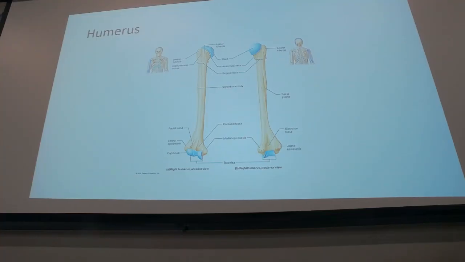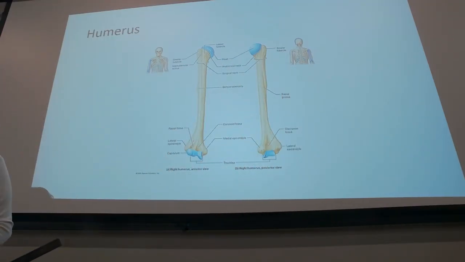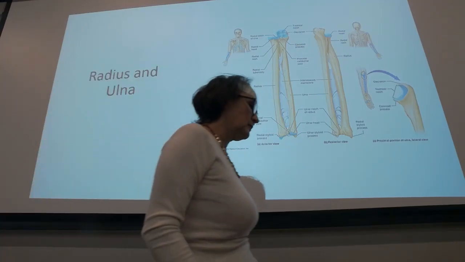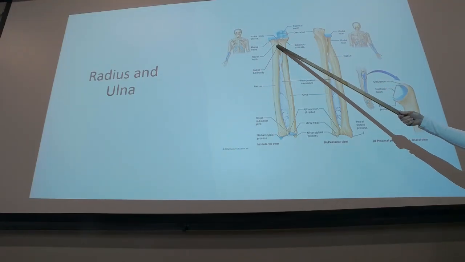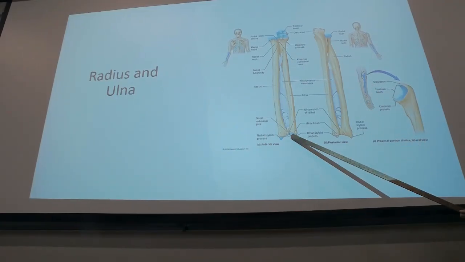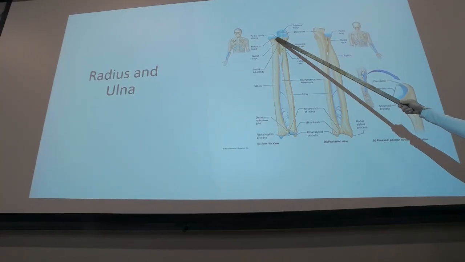So that's the humerus then. Now for the radius and the ulna. These are the forearm bones. Again, the ulna is medial, the radius is lateral. They form the radioulnar joints, the proximal and the distal.